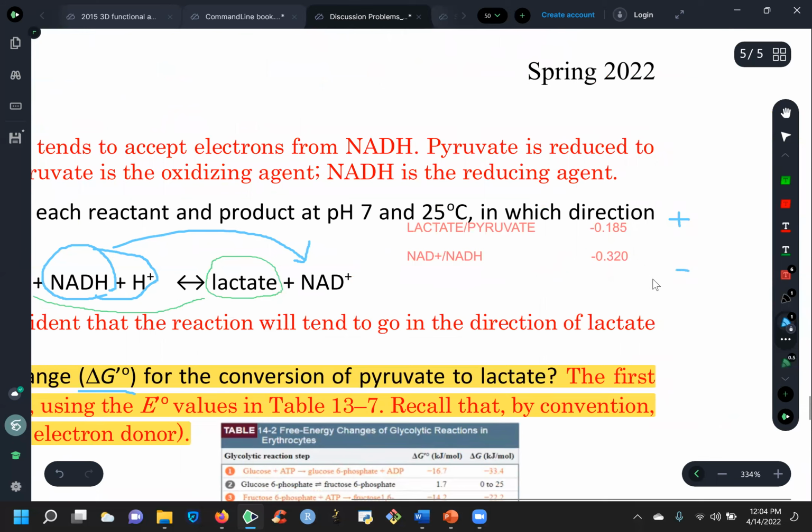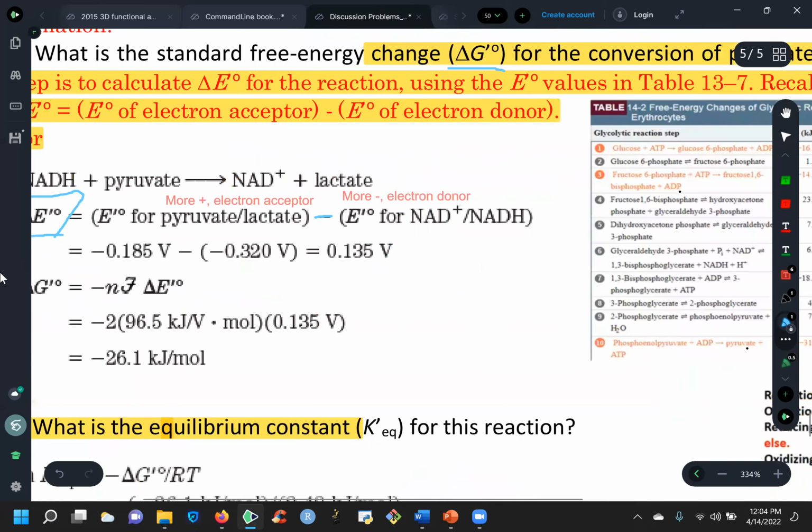Pyruvate and lactate, yeah, because that's minus 0.185. And NAD plus is more negative because it has a higher, more negative number. It's minus 0.320. So this is more positive and this is more negative. Now that we've identified those, we take the more positive value, which is minus 0.185 volts, and you subtract the more negative value, which was minus 0.320 volts.